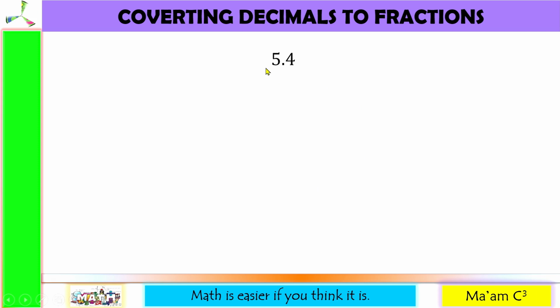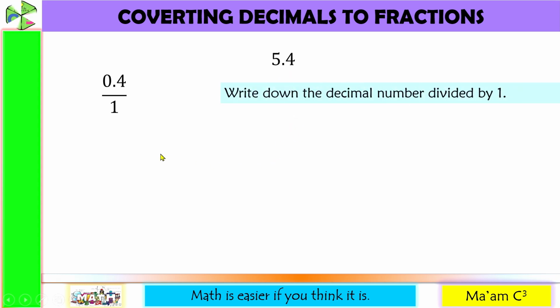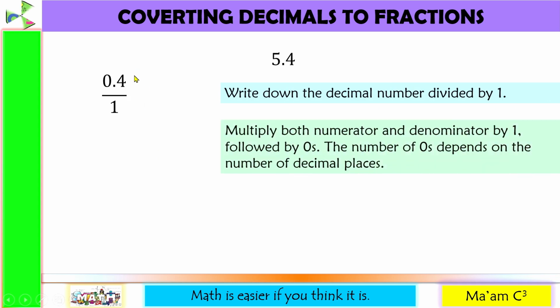Notice that we have here a whole number, 5. We'll just set it aside. We'll put it back later at the end. So let us write down our decimal number divided by 1. Let us multiply both numerator and denominator by 1 followed by zeros. Let us count the number after the decimal point and we only have 1. So we're going to multiply this by 1 followed by 1 zero. That is 10. We'll do the same thing in the denominator.